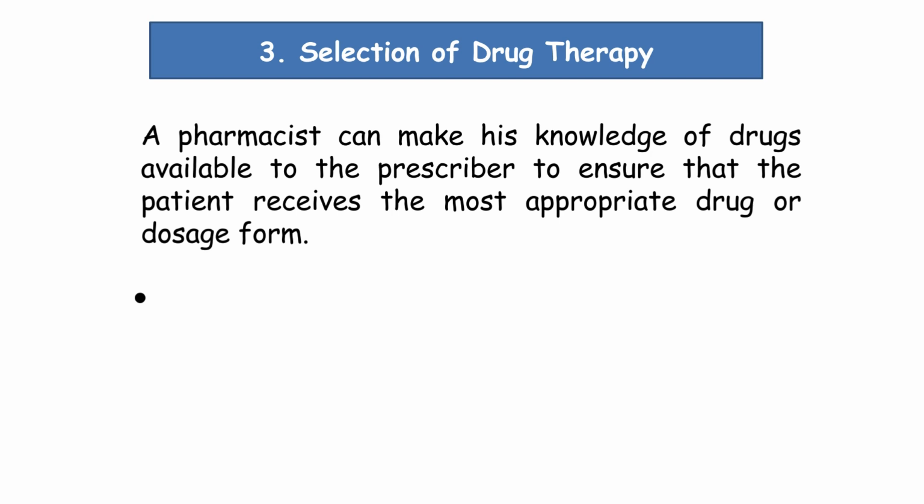The next parameter is selection of drug therapy. A pharmacist can make his knowledge of drugs available to the prescriber to ensure that the patient receives the most appropriate drug or dosage form. This can be done either before a drug is selected or after a drug has been prescribed. The pharmacist should be available to the physician to discuss therapeutic alternatives before a drug is selected and prescribed.